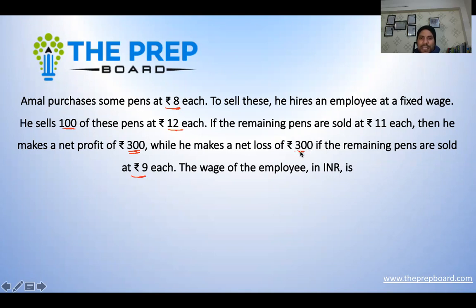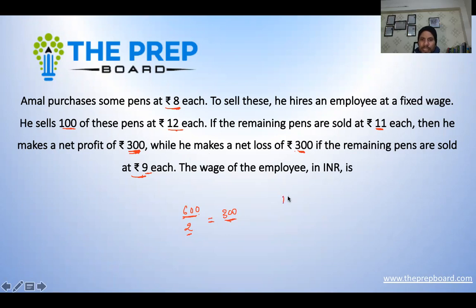Okay, so if he sells the remaining at 9 rupees each, you can see in the first case he was earning 300 rupees. In the second case he is losing 300 rupees. It means the total change is 600 rupees. And why is this amount changing? Because the selling price of each pen has been reduced from ₹11 to ₹9. So he must have sold 300 pens, because the total change is ₹600 and the change in price of each pen is ₹2. So 300 pens were the remaining ones he sold.